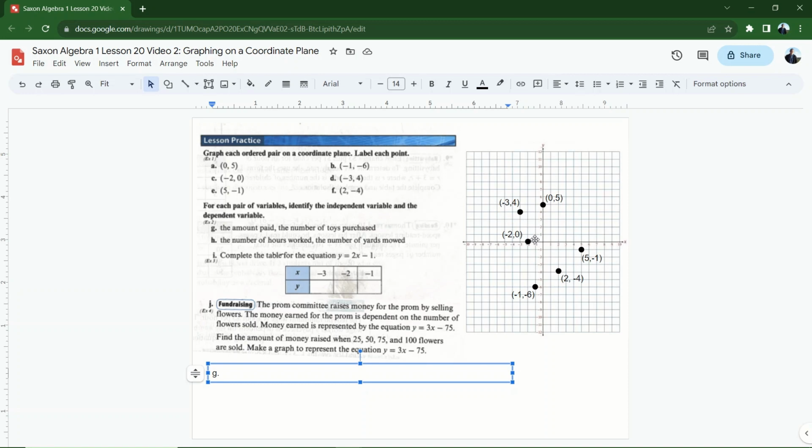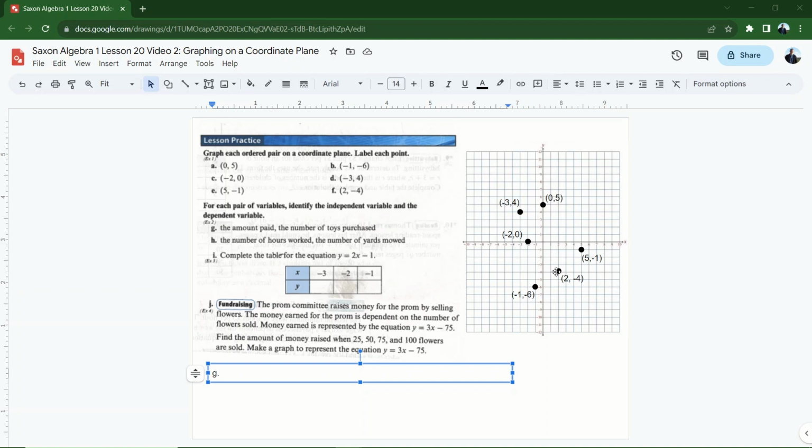(-3, 4). 1, 2, 3 to the left. 1, 2, 3, 4 up. Now, are you catching the pattern? I'm going horizontally first to the left or right, and then vertically for the second coordinate, up or down. Let's take a look and see if that continues. 5 to the right. 1, 2, 3, 4, 5. Down 1. (5, -1). And then F is (2, -4). 1, 2, 3, 4. (2, -4). All right, that's how you do those ones. Those are the easy ones. You just need to make sure you have graph paper and you are thinking through horizontal and then vertical.